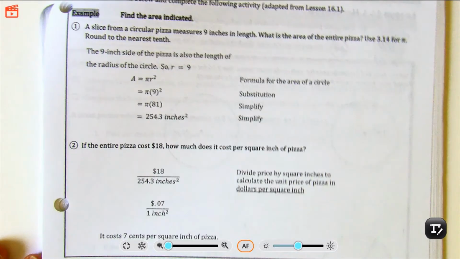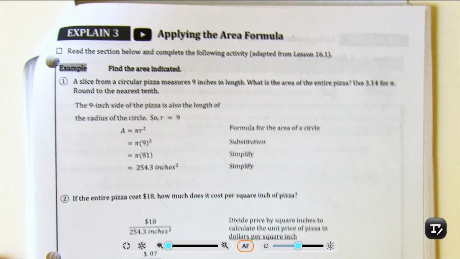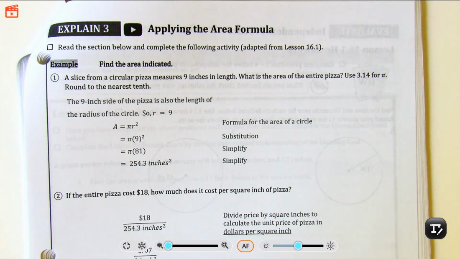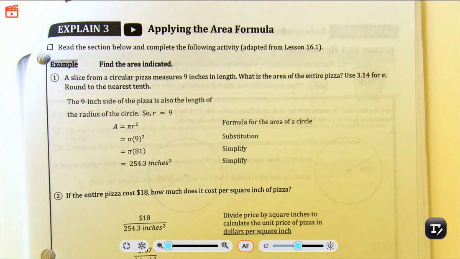Okay, so now that we talked about circumference, we're going to be talking about the area. The area of a circle is the area inside the circle. And the formula that we use for area is pi r squared. So here is the formula. The area of a circle is pi times the radius squared.